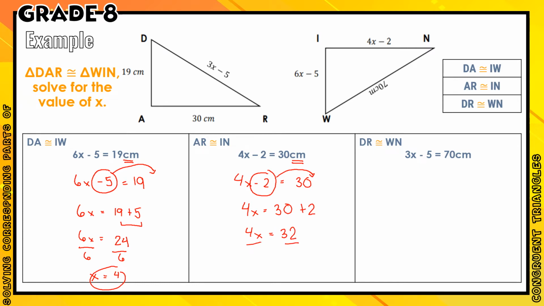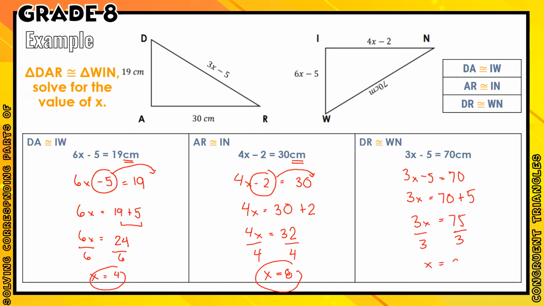Divide both sides by 4. So we have here x equals 8. And this one, we have 3x minus 5 equals 70. Same step, so 3x equals 70 plus 5. So 3x is equals to 75, divide both sides by 3.